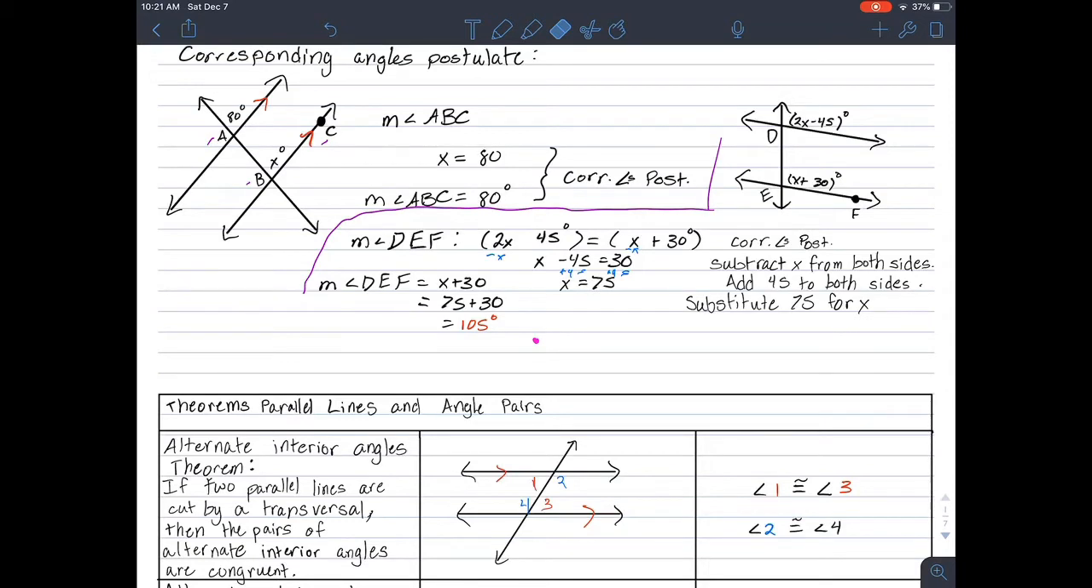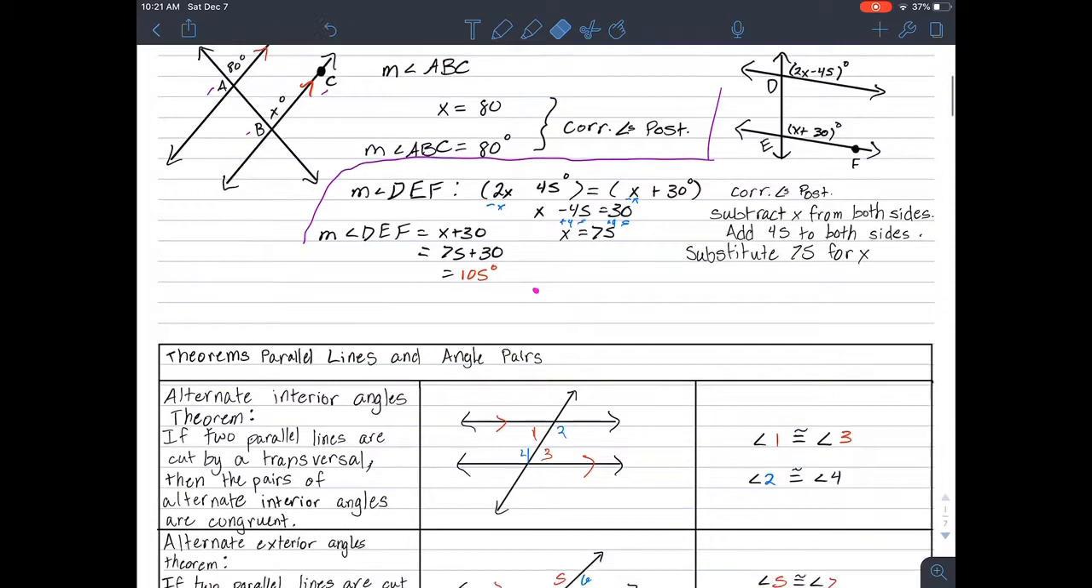Next, if we want to find the measure of angle DEF, we know we have to set it up as 2x minus 45 equals x plus 30, according to the corresponding angles postulate. Next, we subtract x from both sides, then we add 45 to both sides, then we substitute 75 for x, and should end up with 75 plus 30, which equals 105 degrees.